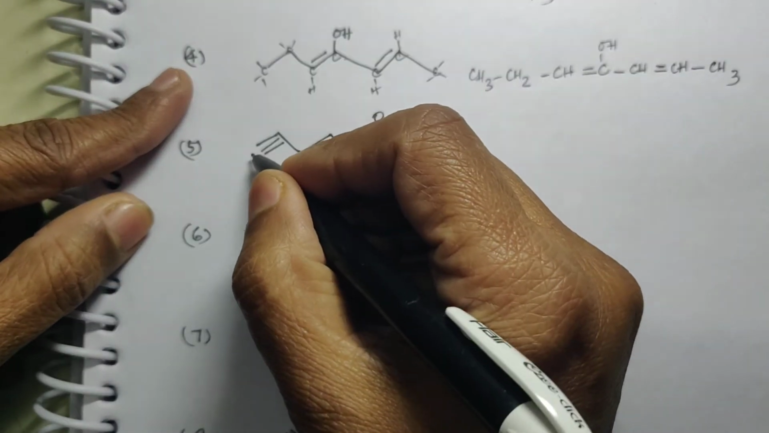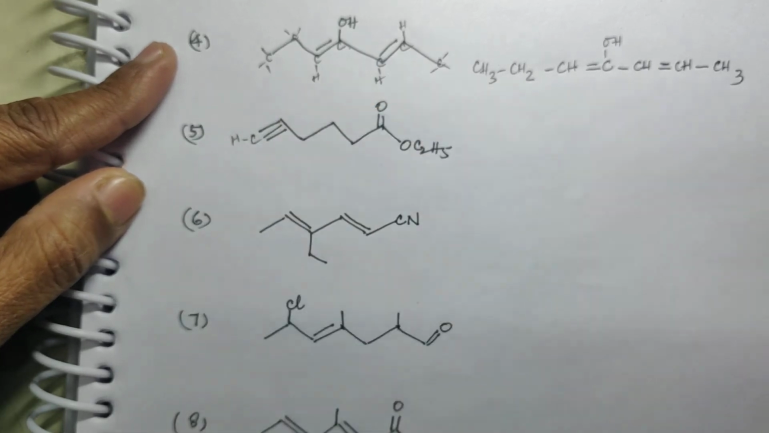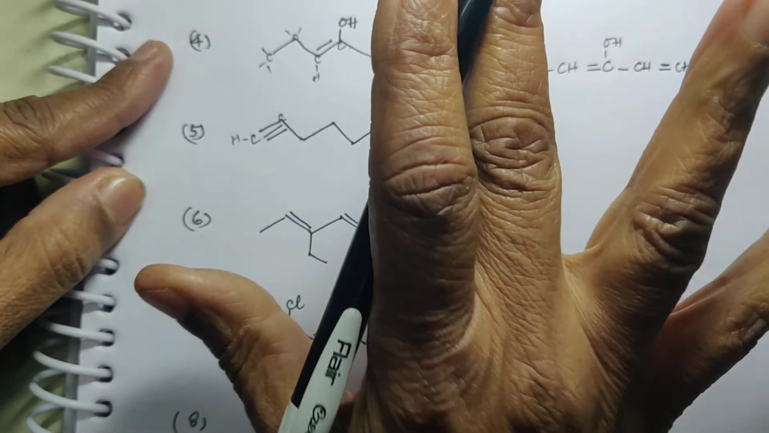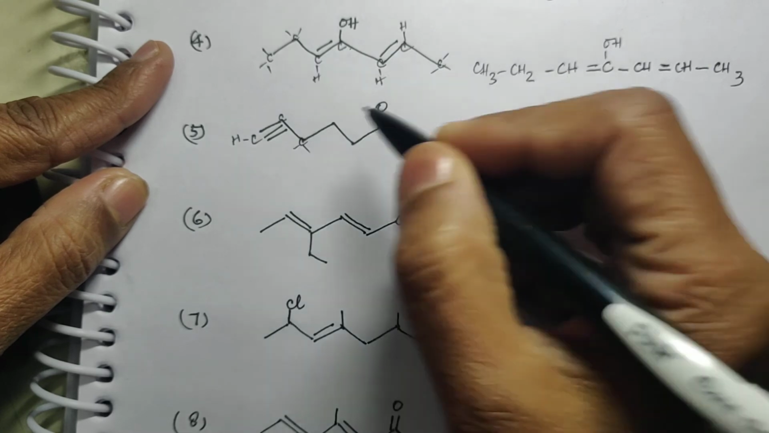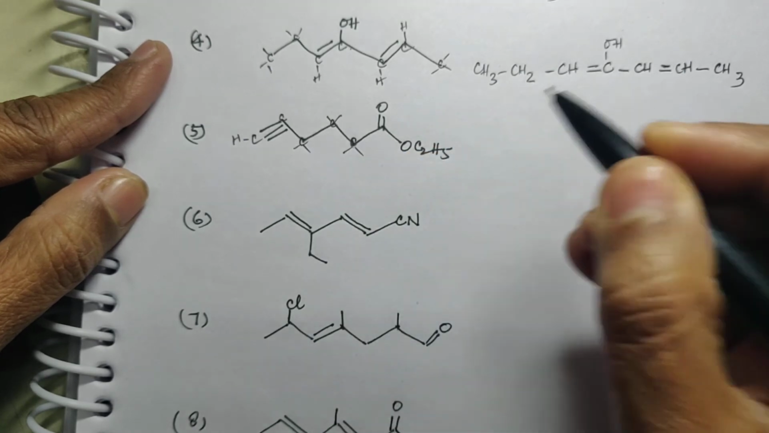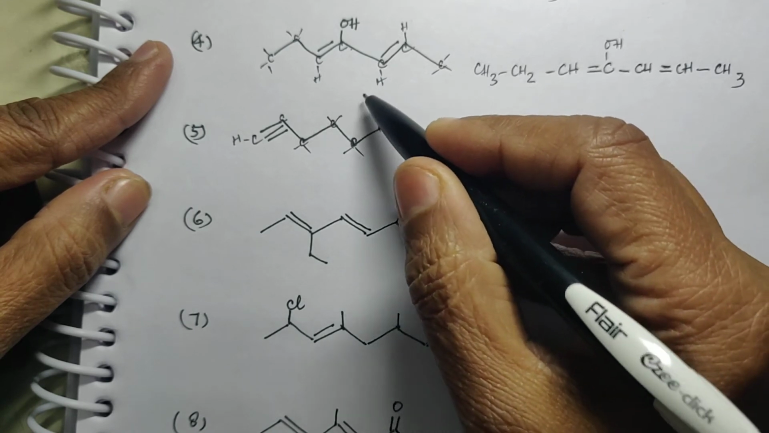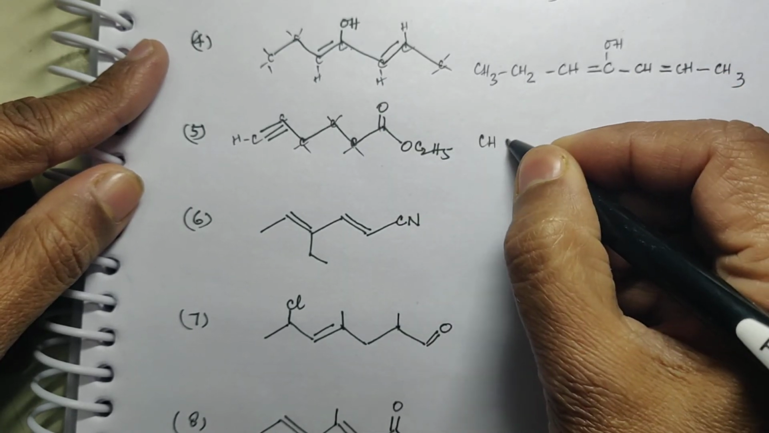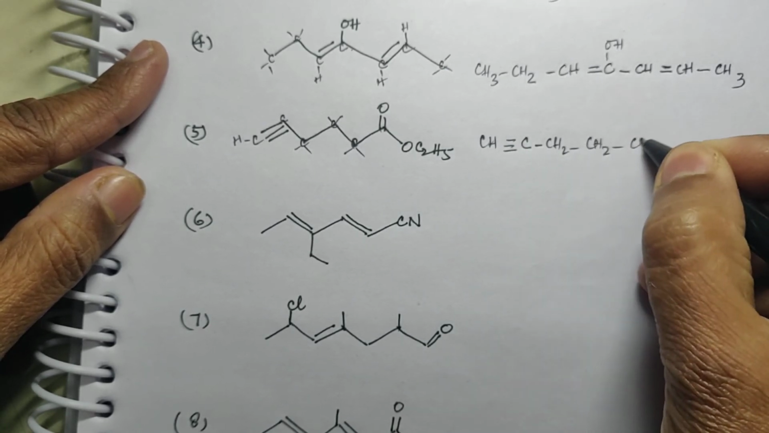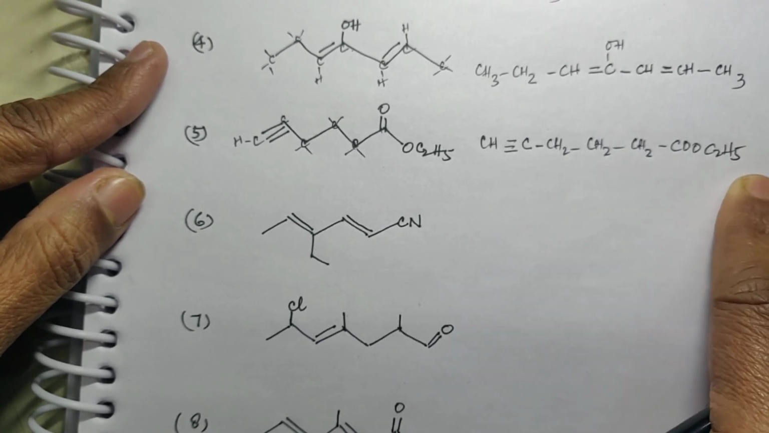Then here there is a carbon. 3 bonds are already there. That means there is only 1 hydrogen attached to this carbon. And this carbon is having 3 from here, 1 from here. So all the valencies are satisfied. This will be having 2. This will be having 2 hydrogen. This will also be having 2 hydrogen. And what is this? This is C double bond O, OC2H5. That means this group is ester. So CH, triple bond, C, CH2, CH2, CH2, COO, C2H5. This is an ester. Okay.